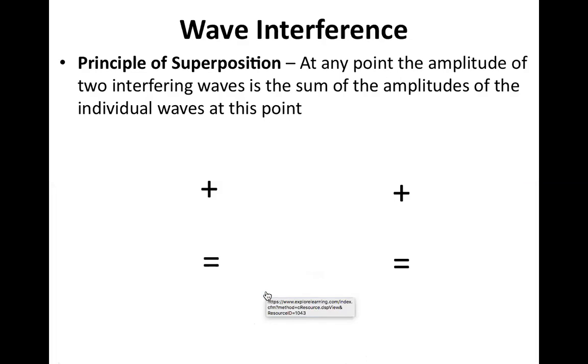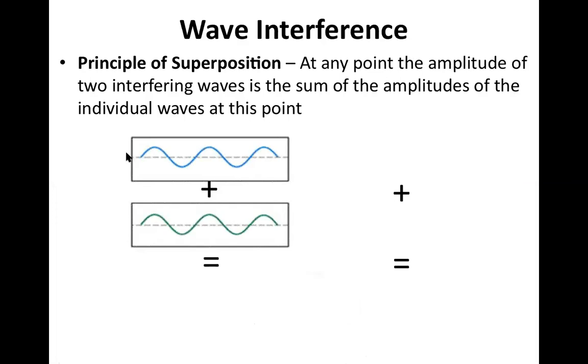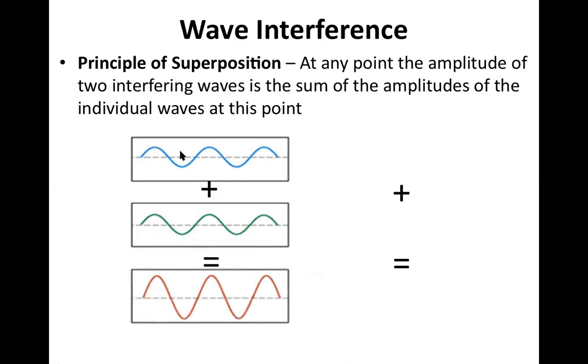When the waves add or overlap, the principle of superposition applies. At any point, the amplitude of the two interfering waves is the sum of the individual amplitudes of the waves that make up that wave. So let's say we have the blue wave and the green wave overlapping, there is addition of maybe 1 unit plus 1 unit giving us 2 units for the new amplitude. And if we have -1 here and -1 here, we have -2 there. So there's addition of amplitudes at all points of the individual waves to create the final wave.